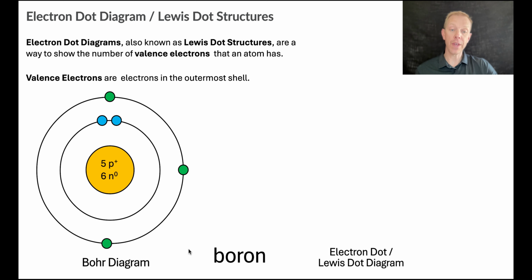When we're going to draw the electron dot diagram or Lewis dot structure for something like boron, we simply write the element symbol and then the number of electrons that are found in the valence shell. So I'm going to draw one here, here, and here. It doesn't really matter the position of those. What matters is that there are 3 electrons in that valence shell. So that is how we draw a Lewis dot diagram or electron dot diagram.